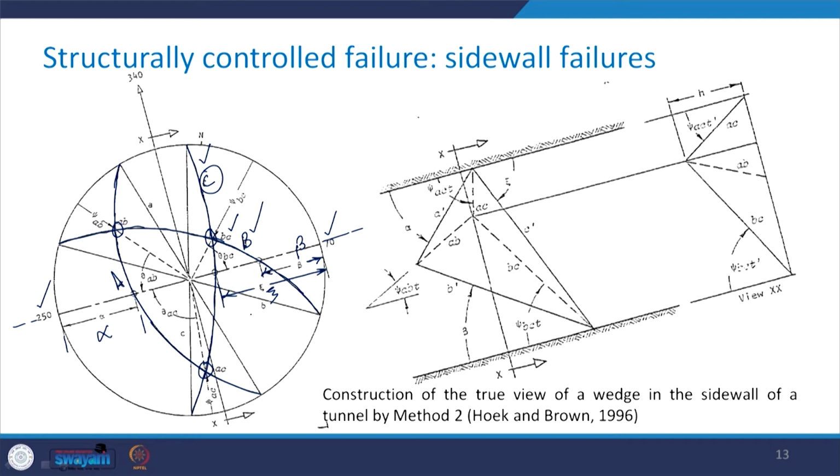And the construction of the true view of a wedge in the side wall using this method too has been shown here, where you can take a look that this angle is alpha with the tunnel side, this angle here is beta, and this angle is zeta. How to determine these? You can take a look here in the stereographic projection and can obtain that.